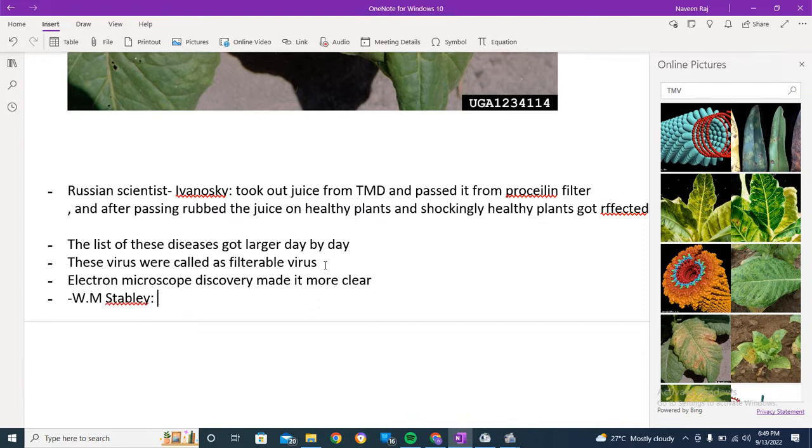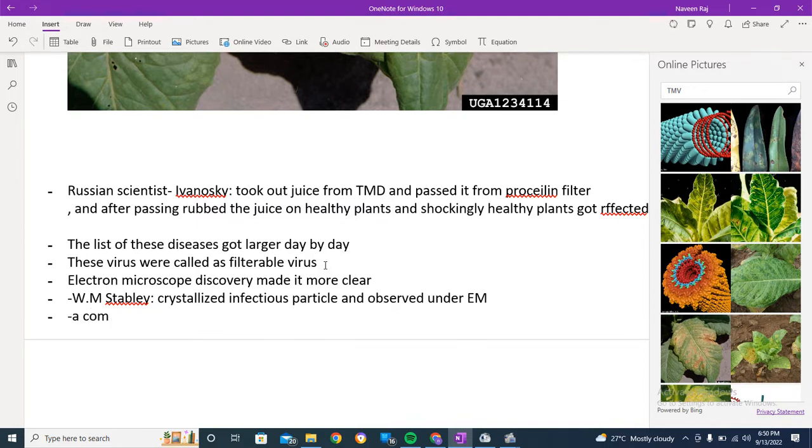What he did was crystallize the infectious particle and observe it under the EM, the electron microscope. From this, the world of viruses was recognized, and people got involved in it, and a complete branch got introduced called virology. Okay, so virology: viro from virus, and logy means study.